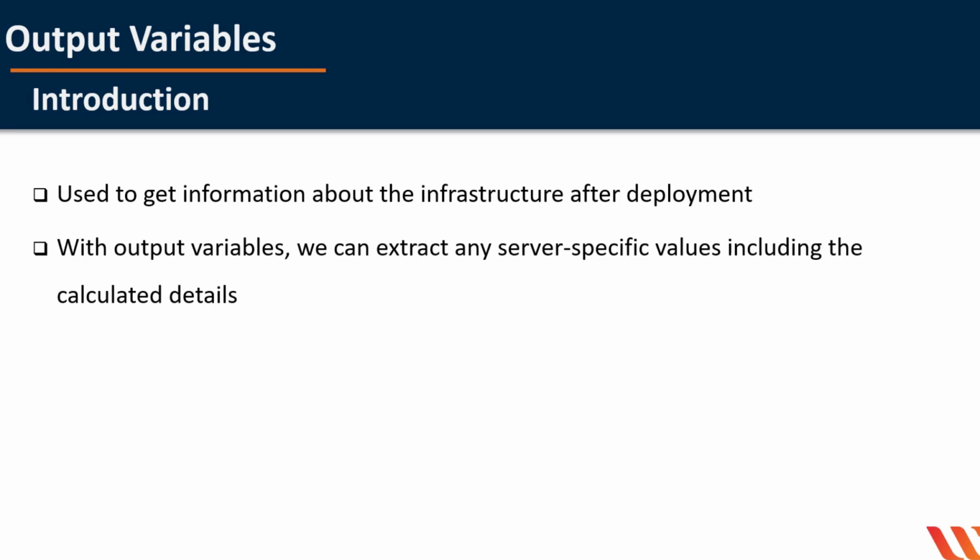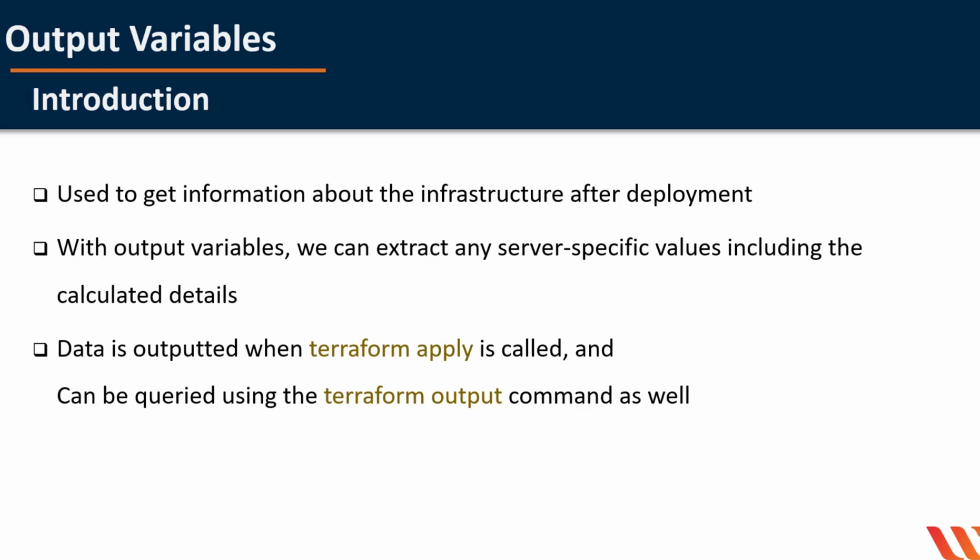When we are creating the infrastructure, most of the infrastructure details such as the resource IDs, IP addresses are calculated at deployment and only become available afterwards. Using output variables, we can extract any server-specific values, including the calculated details. Outputs are a way to tell Terraform what data is important. This data is outputted when apply is called and can be queried using the terraform output command as well.